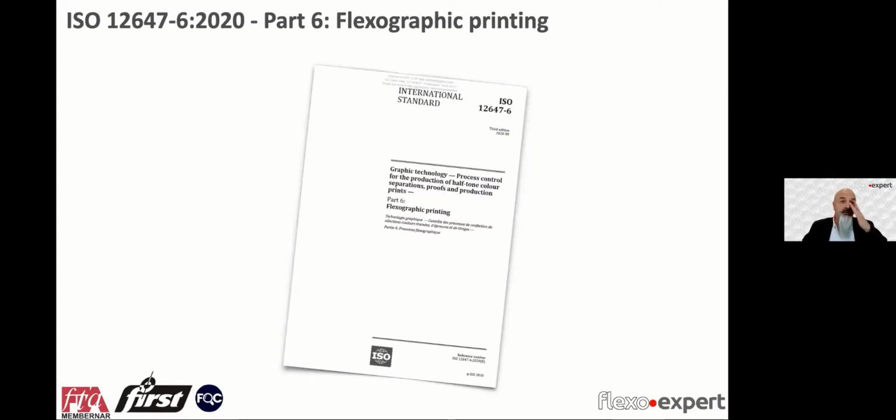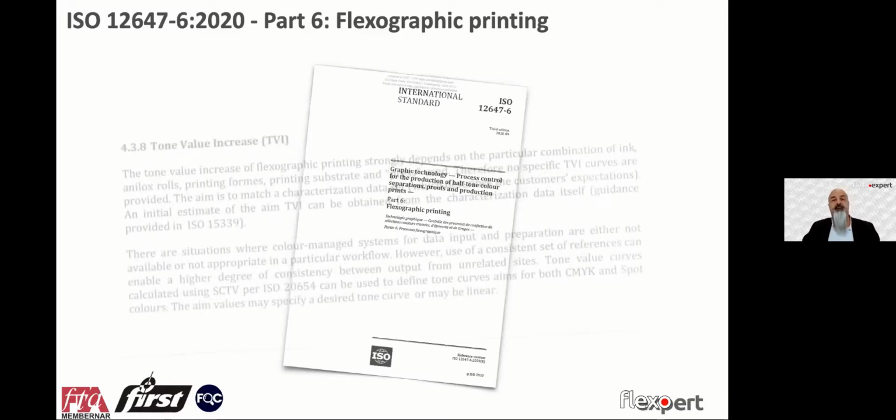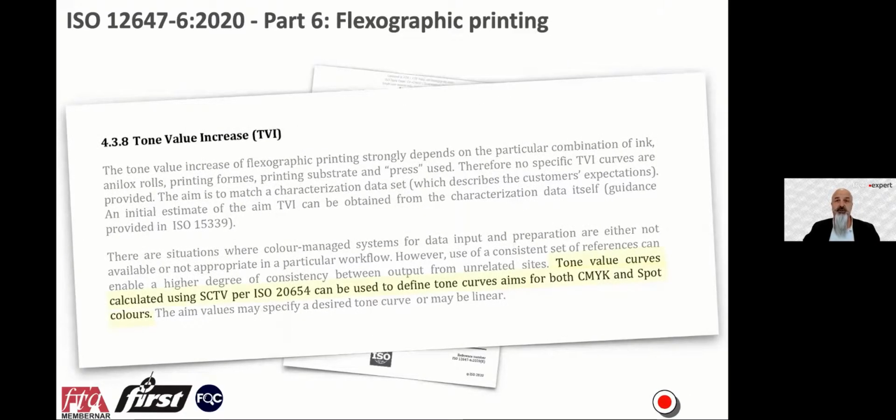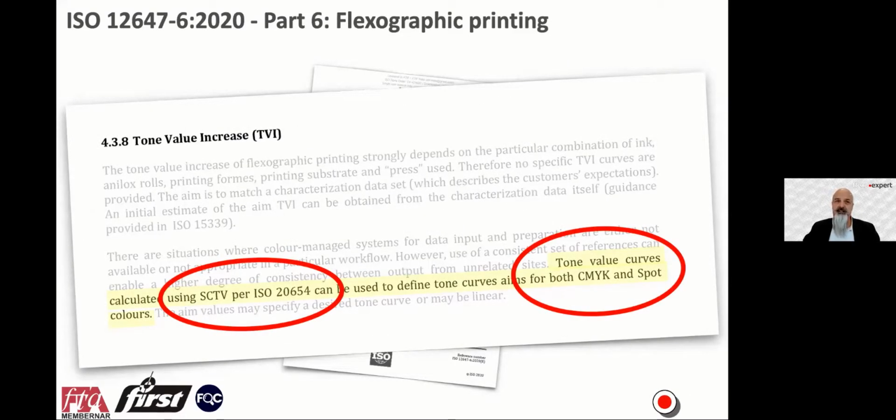Although this formula was created to measure dot percentage on spot colors only, the latest ISO norm 12646 related to flexography that was published last year in 2020 allows the usage of the SCTV formula to define the tone curves for both CMYK and spot colors. And this is really great, but this presentation is not about promoting SCTV. We have already covered this topic, and you can find the video recording in your Member Connect area. Now, I want to show you how to use SCTV to simplify the creation of dot gain compensation curves in Flexo. So let's see how it works.